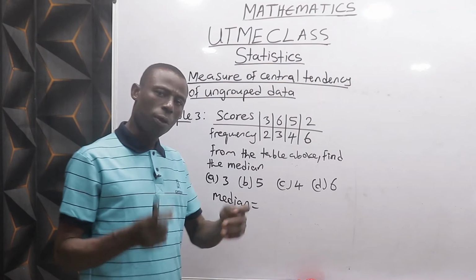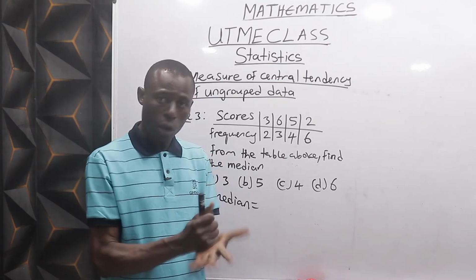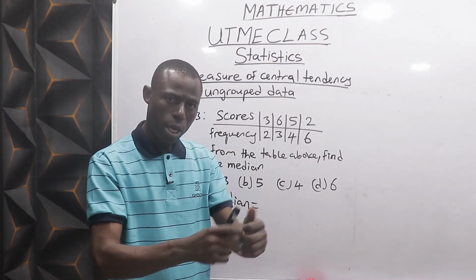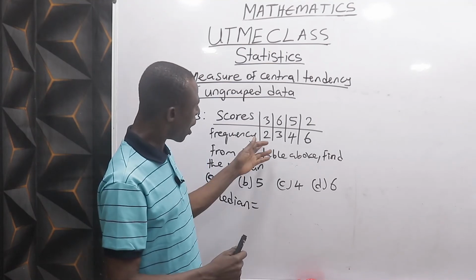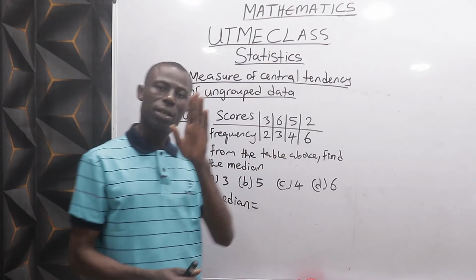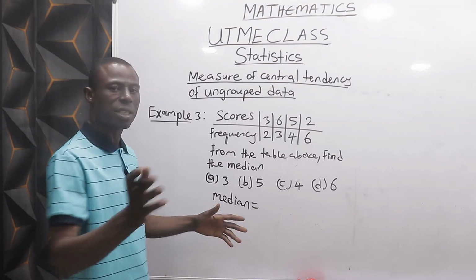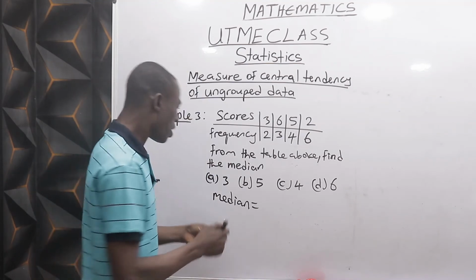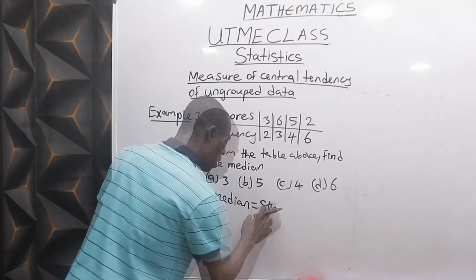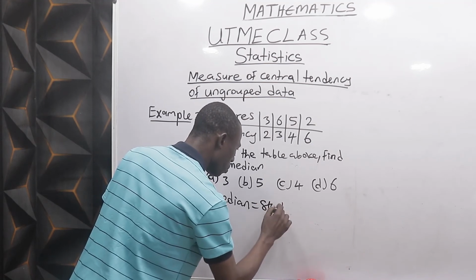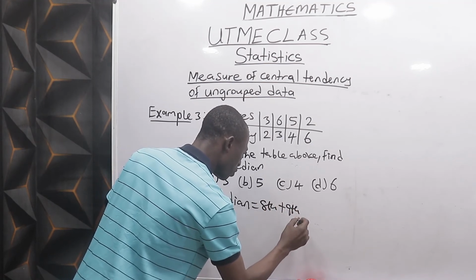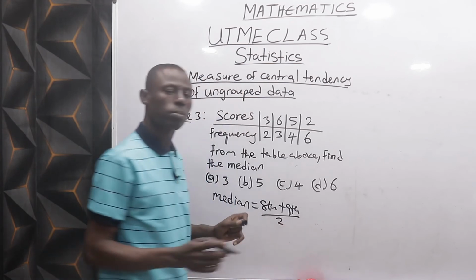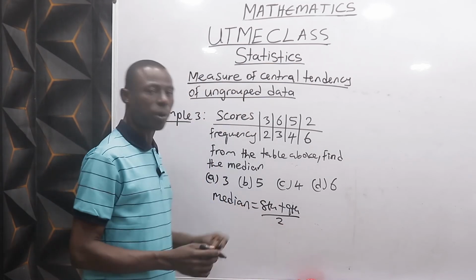Once the addition of your frequency is an odd number, not even, you add 1 to it to make it even. So you add 1 to the 15, making it 16. So you now divide the 16 by 2, you get 8. You will say your median is the 8th position plus the 9th position divided by 2. Your median will be at this point.